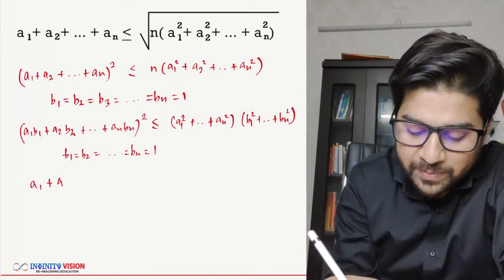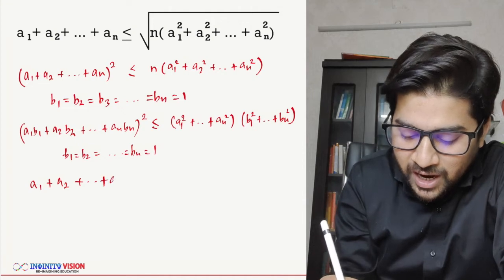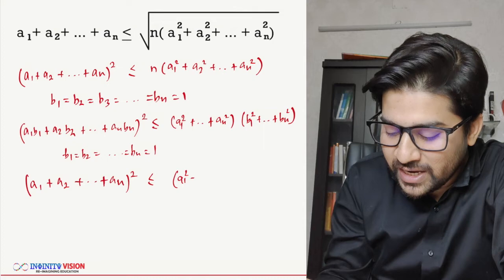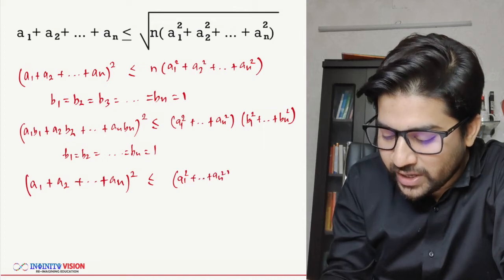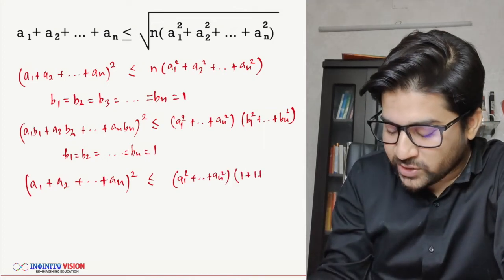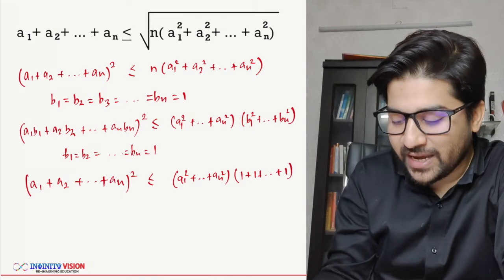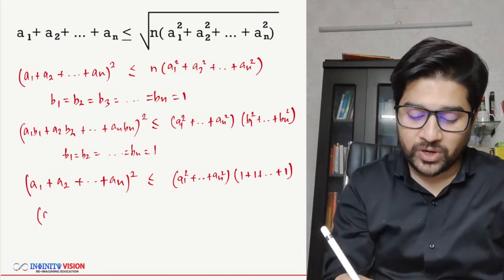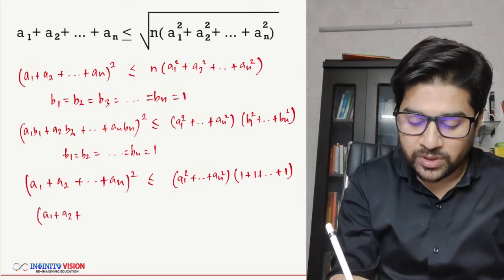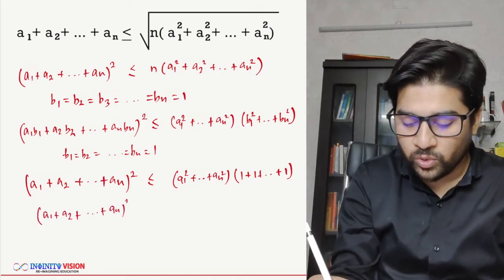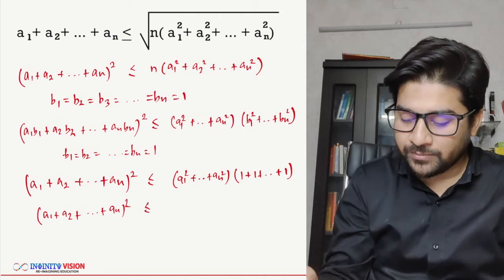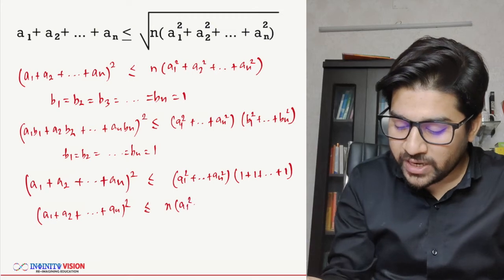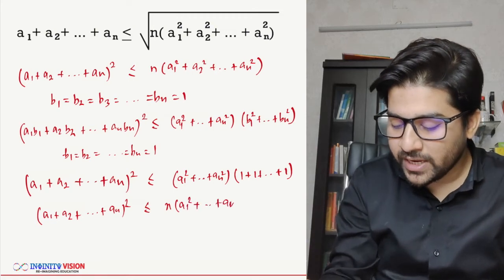It would look like a1 plus a2 up to an whole square less than equal to a1 square up to an square into 1 plus 1, how many times? N times. So what is 1 plus 1 added n times? That would become n. So I can say a1 plus a2 up to an whole square would be less than equal to n into a1 square up to an square.